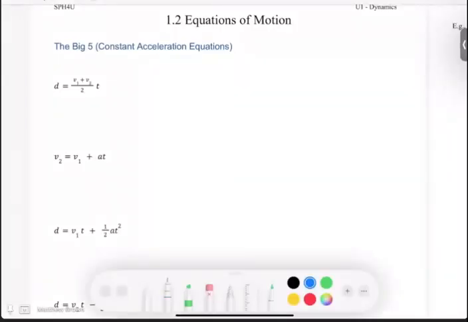So I think in grade 11, we sometimes just referred to these as the big five. These are the big five constant acceleration equations, right? If you have motion of some sort, but you have constant acceleration, and I guess you can include acceleration equal to zero because these will all work out too, then you can use any of these.